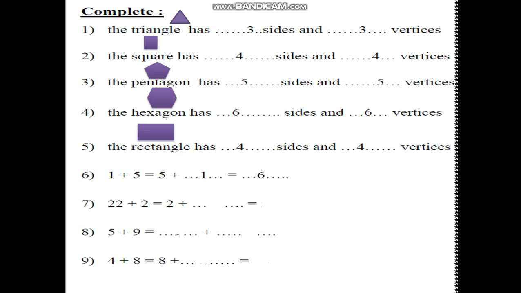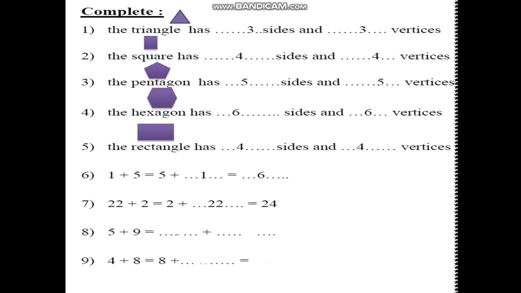Okay, 22 plus 2 equals 2 plus 22. Okay, 22 in my mind, 2 in my fingers. After 22, 23, 24 is the answer.